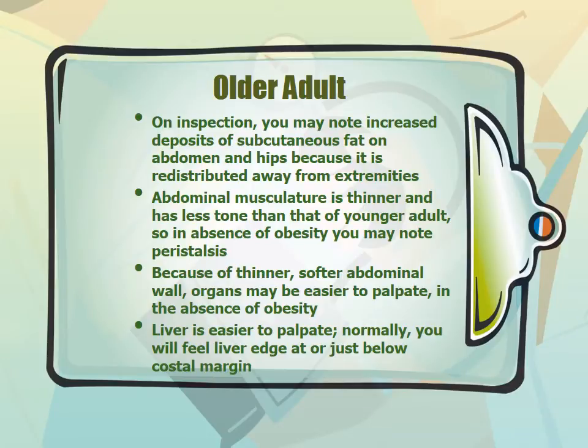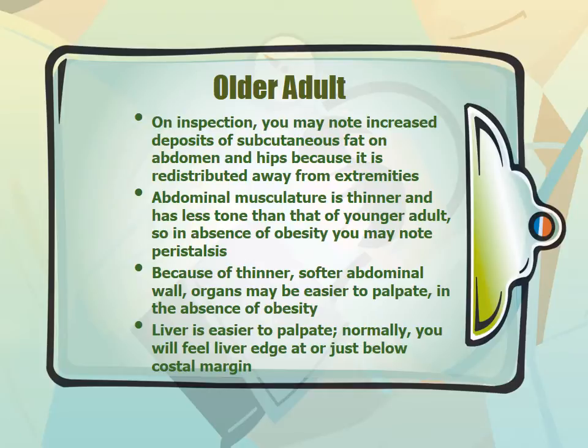In an older adult, you will inspect just like you would on the average adult, but you may notice, of course, that they're going to have increased deposits of subcutaneous fat, especially on the abdomen and the hips. Why? Because of that redistribution thing, right? As we get older, we know that that fat actually pulls away, moving down towards the center of our bodies.